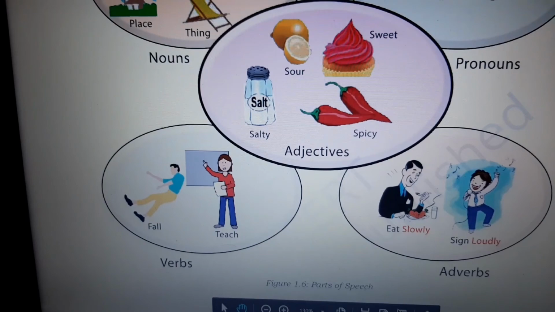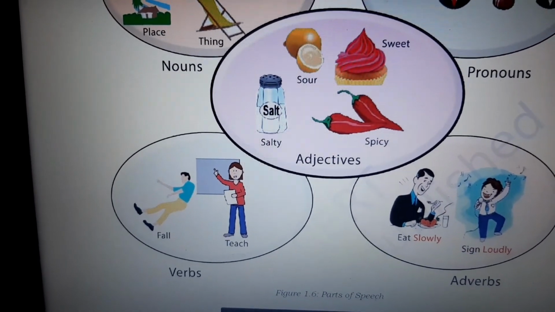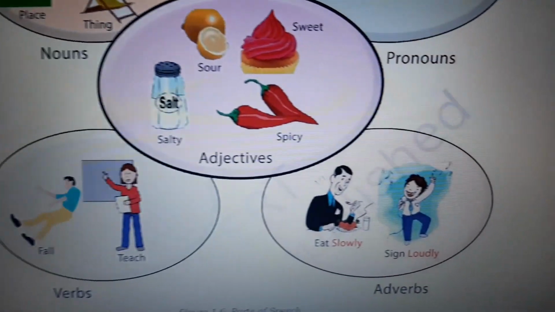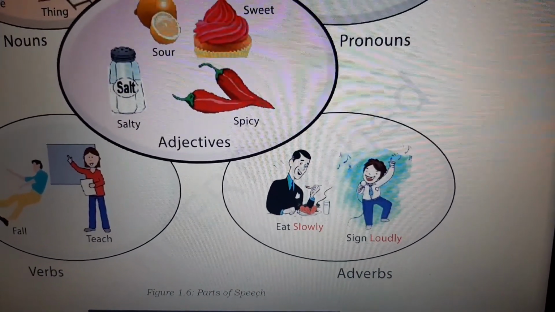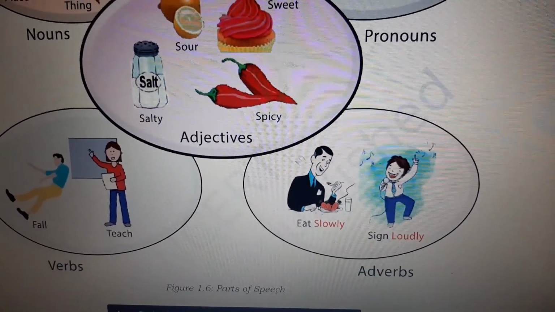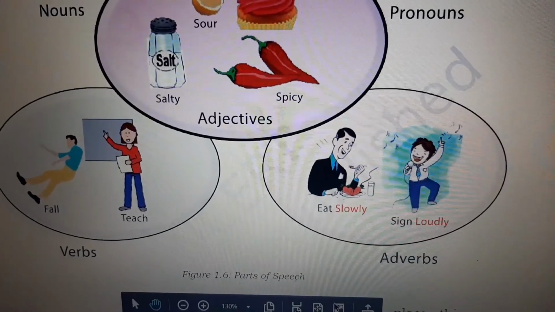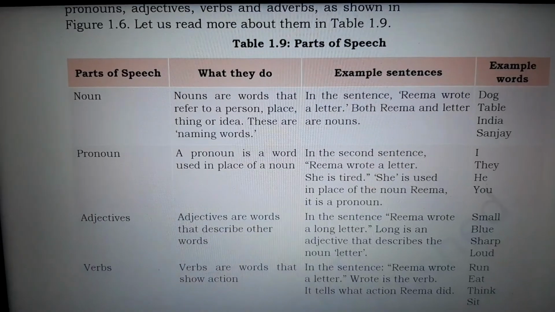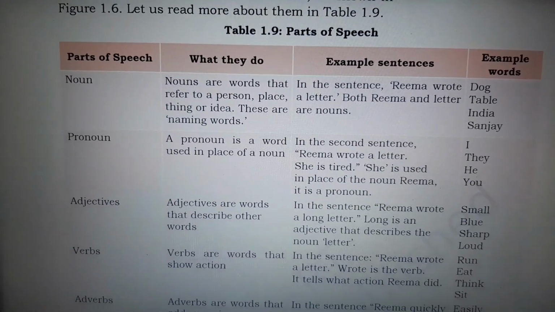Here are the verbs. Verbs are the actions, fall, teach. Adverbs. Adverbs describe the verbs, adjectives or other adverbs: eat slowly, sing loudly. Here is a table describing the parts of speech.